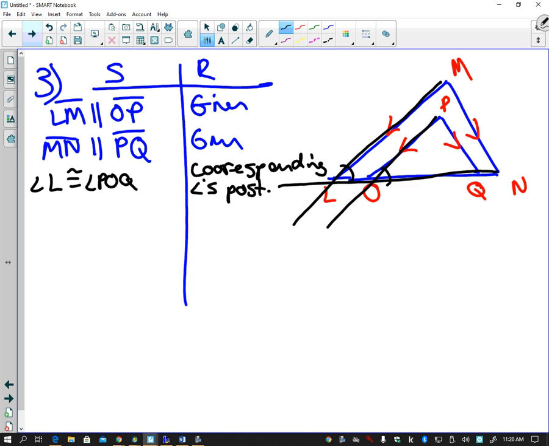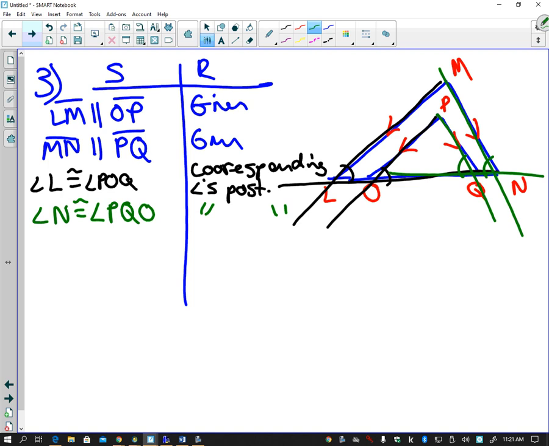The same thing happens over here, where I get corresponding angles again. So I can say angle N is congruent to angle PQO through the same thing. Now you should write it out. I can get away with it because I'm the teacher. It's a double standard, I know, but I put in the hard work.